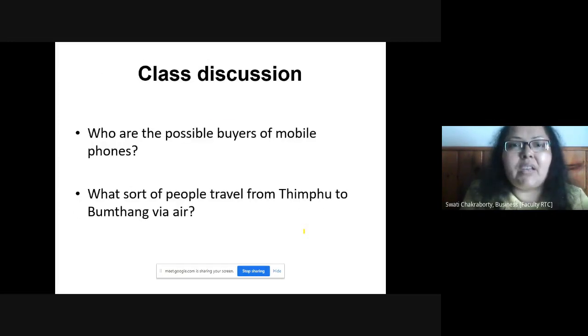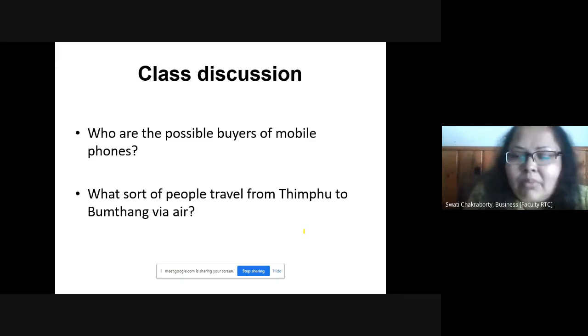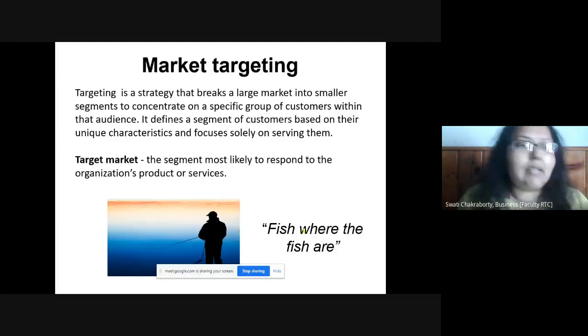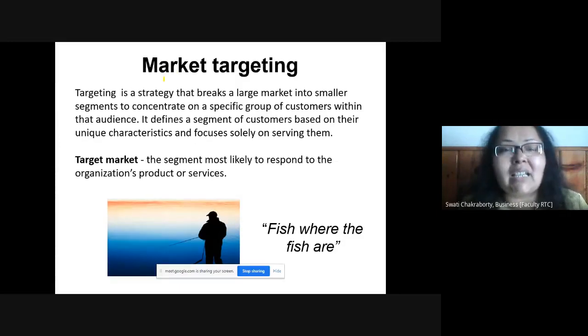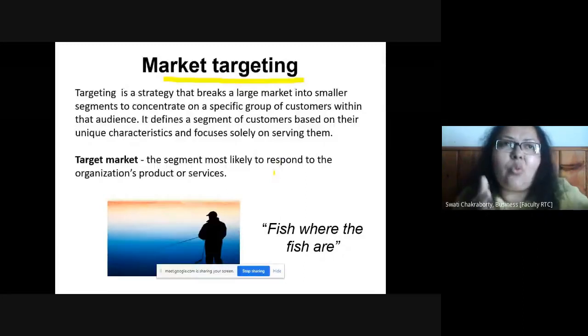Okay, so these are some of the examples which can be done, like when you're talking about mobile phones or who travels by air from Thimphu to Bhutan. That's how the airline industry will start targeting which group. So when mobiles are there, who would want to buy that particular mobile. Okay, next stage, as we said, is where we are talking of targeting, right? Now, targeting is where, we had the first stage as segmentation.